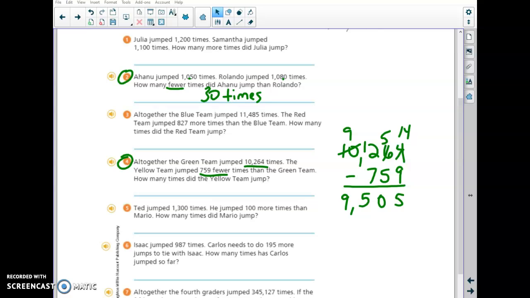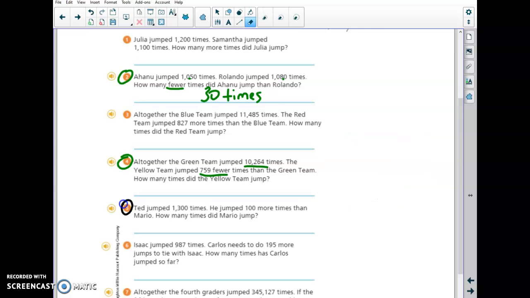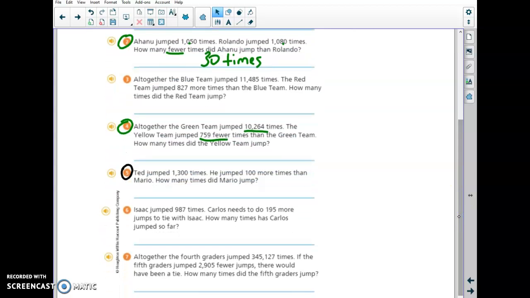So now we have Ted, who jumped 1,300 times, and he jumped 100 more times than Mario. How many times did Mario jump? Well, if you read this really quickly, you might see the word more and think, oh, I've got to add. But look at it carefully. Ted jumped 1,300, and that's more than Mario. So if you're trying to figure out how many times Mario jumped, it's going to be less. Sometimes word problems get confusing like that.